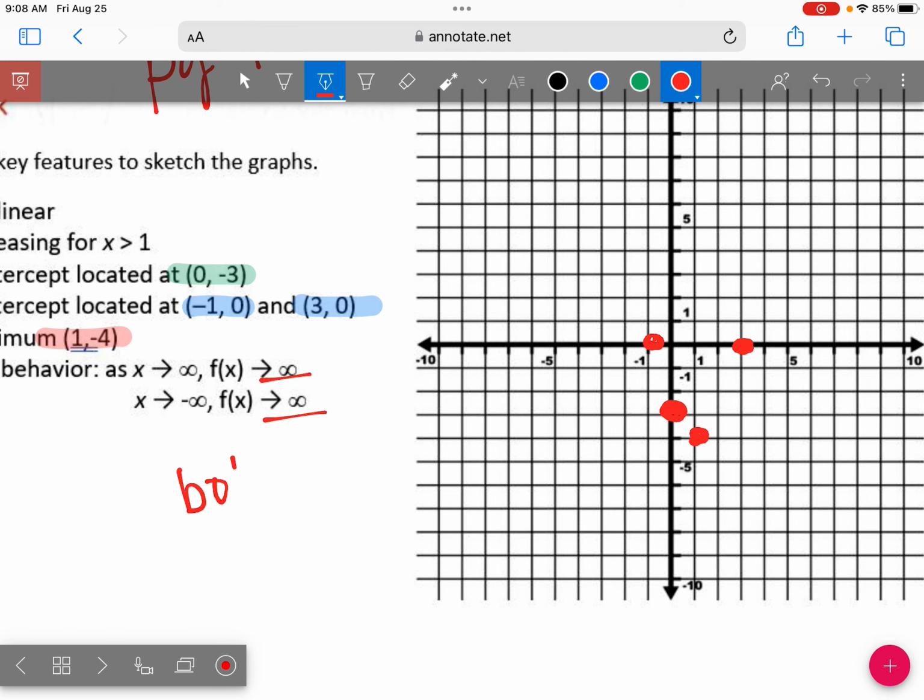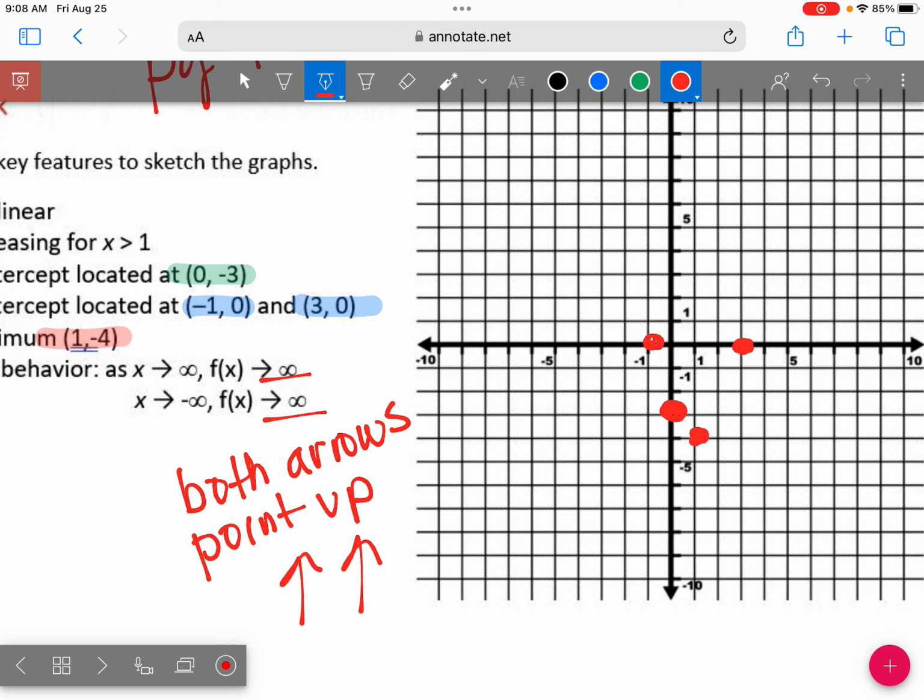So let's write that down. Both arrows point up. So like that. So all we're doing is connecting all of these points. And that is your graph. That is your sketch.